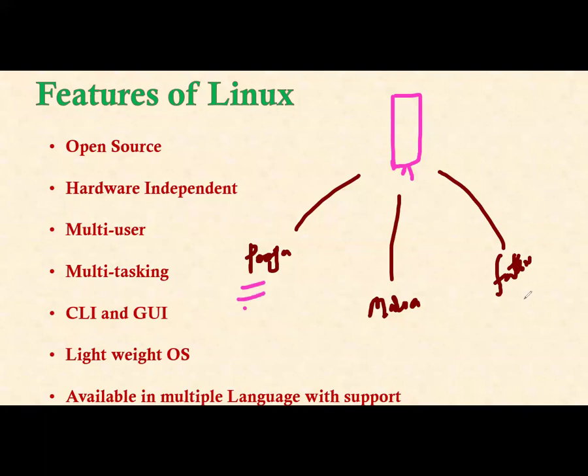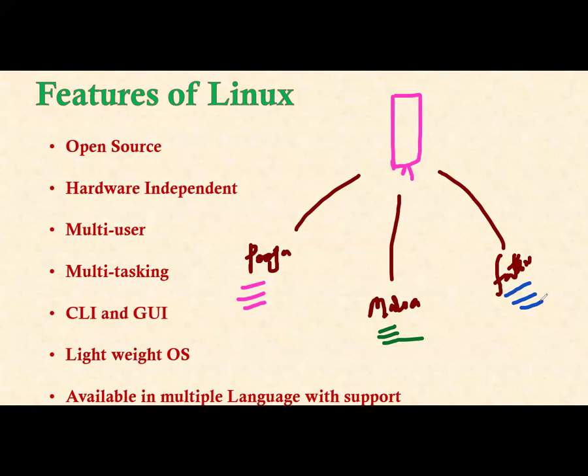Maria can do some task here. Pooja can do some task. Maria can do some task. And Fatima can do some. So maybe they can do the same task or maybe they can do different tasks. See? They can do the same task or they can do different tasks. So this is your multi-user and multitasking. Multi-user means many users are here. Multitasking means every user can perform different tasks.